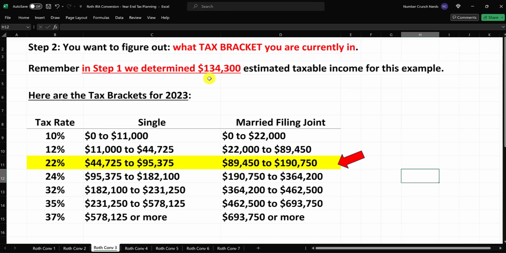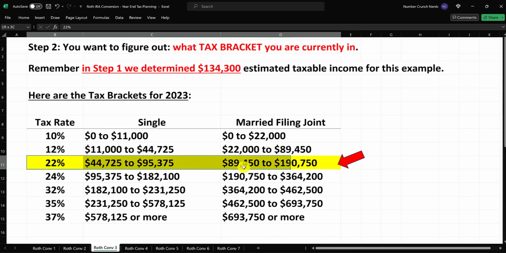So this taxpayer has $134,300. We're going to go to the table, it's married filing joint. We're going to find the bracket where $134,300 lies. It's going to lie right here in the middle of these two numbers, in between $89,000 and $190,000. This is the marginal tax bracket that this taxpayer is in, the 22% bracket.